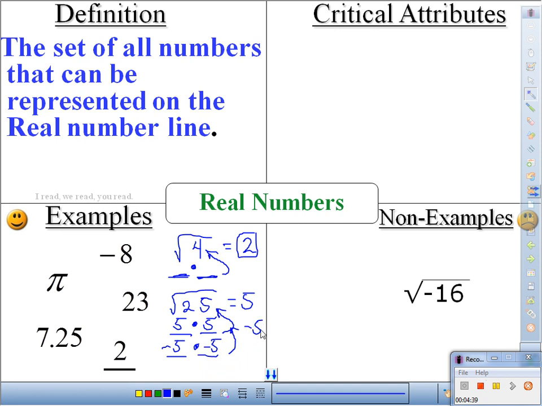Okay, so now let's look at this one. What number times itself gives us the square root of negative 16? Hold on, he said negative 4, so times itself. What is negative 4 times negative 4? Positive 16, so it's not. Okay, I heard negative 4 and positive 4. Are these the same number? No. You can't. There's no such thing. That's why it's a non-example. Everybody write this down.